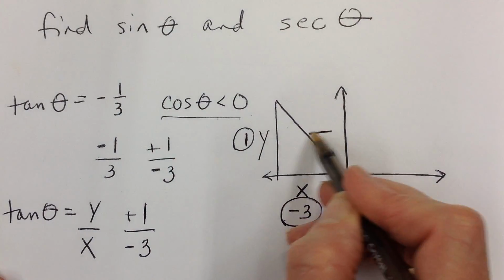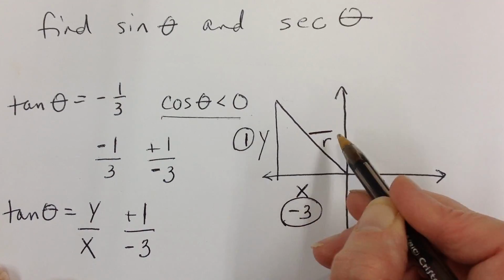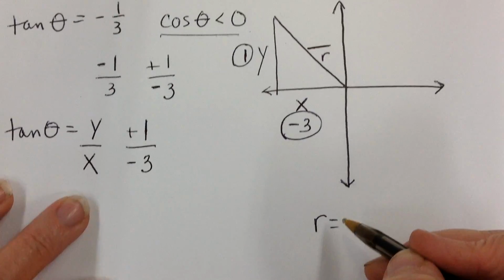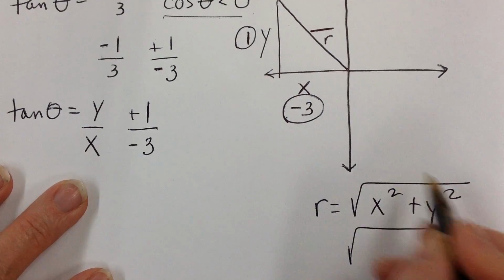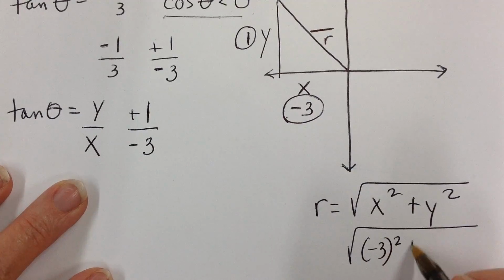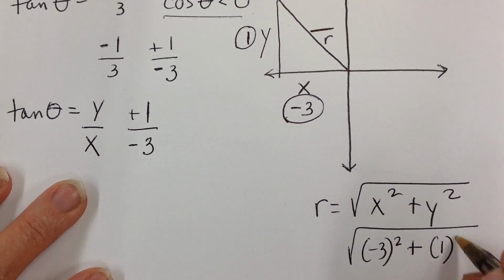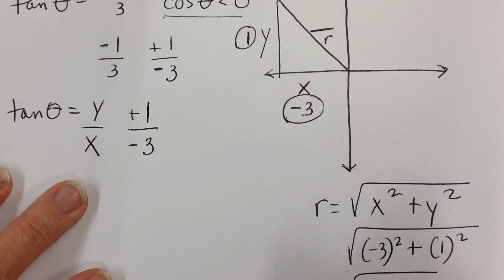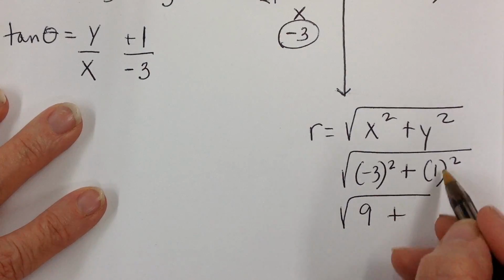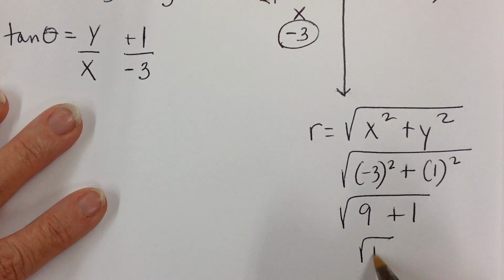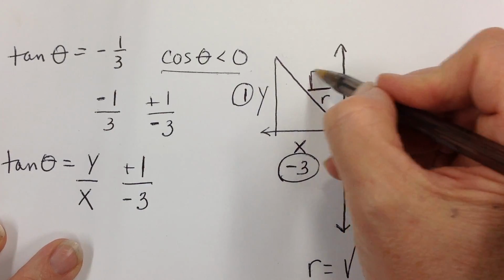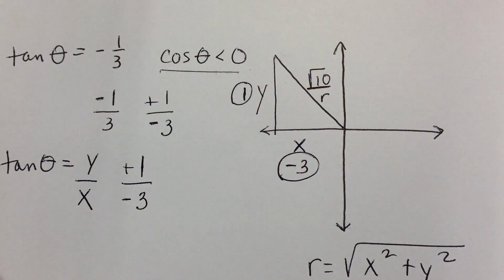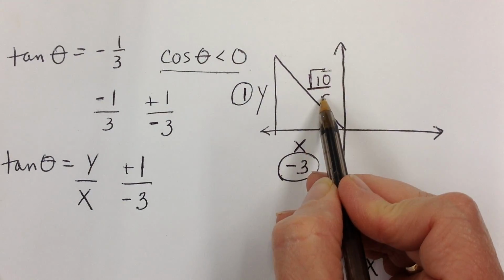Now we need to find r. What is r? Well, remember, r is equal to the square root of x squared plus y squared. So the square root of negative 3 squared plus 1 squared. Negative 3 squared is negative 3 times negative 3, which is positive 9. Plus 1 squared is 1. 9 plus 1 is 10, so r is the square root of 10. And again, r is always positive.